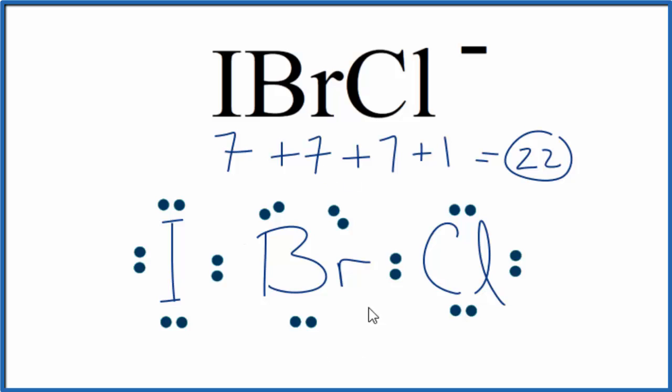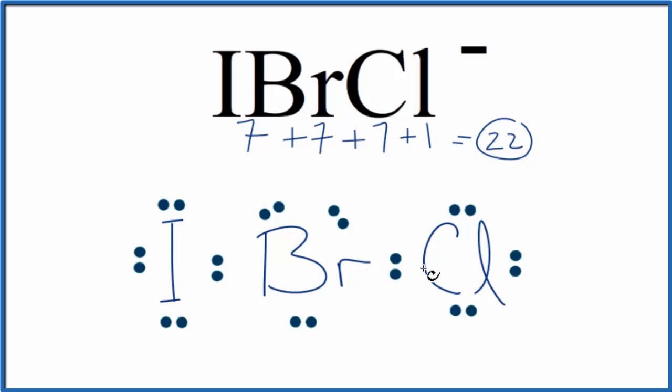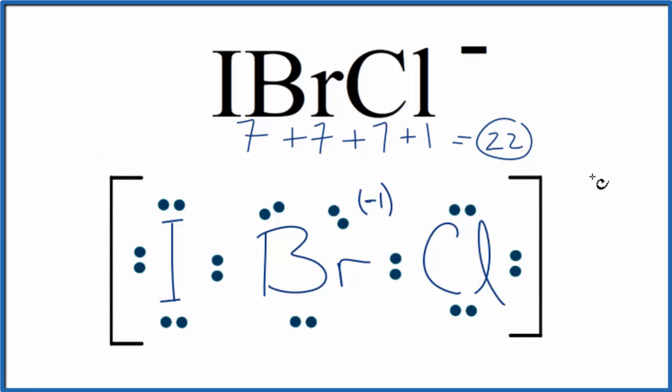Bromine would have more than 8, but that's okay. It can have an expanded octet. If we check the formal charges, we'll see that the iodine and the chlorine have a formal charge of 0. The bromine has a formal charge of -1. So the formal charge being -1 supports the idea of the bromine being in the center. That's because bromine's a little bit more electronegative than iodine, so we would expect that it would have the negative charge here. We should put brackets around this since it's an ion, and then we'll put a negative sign out here.